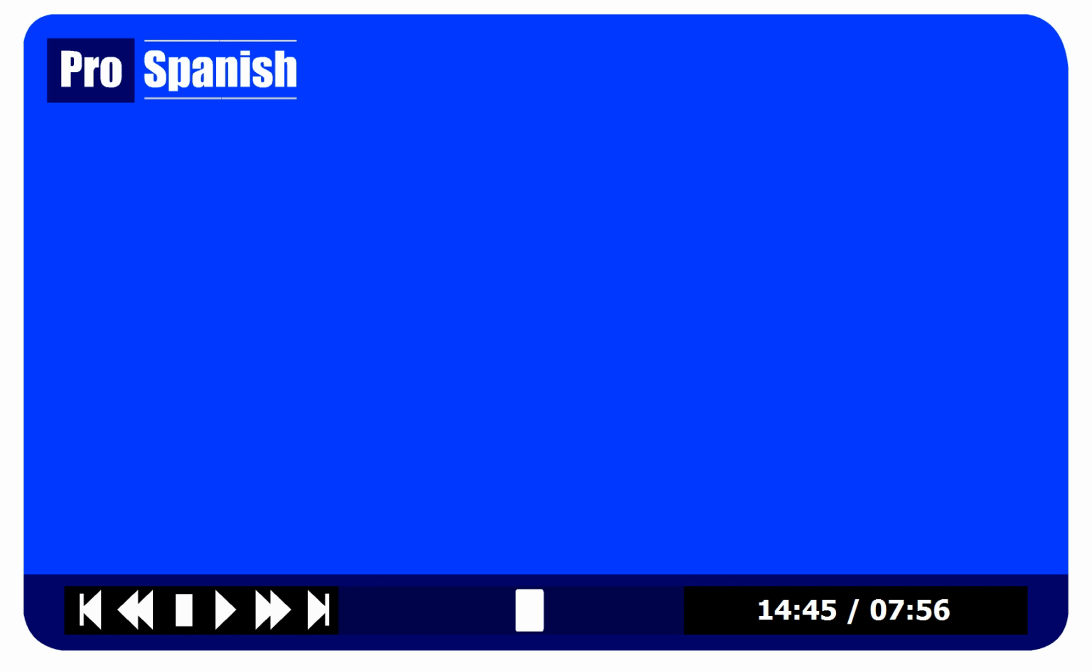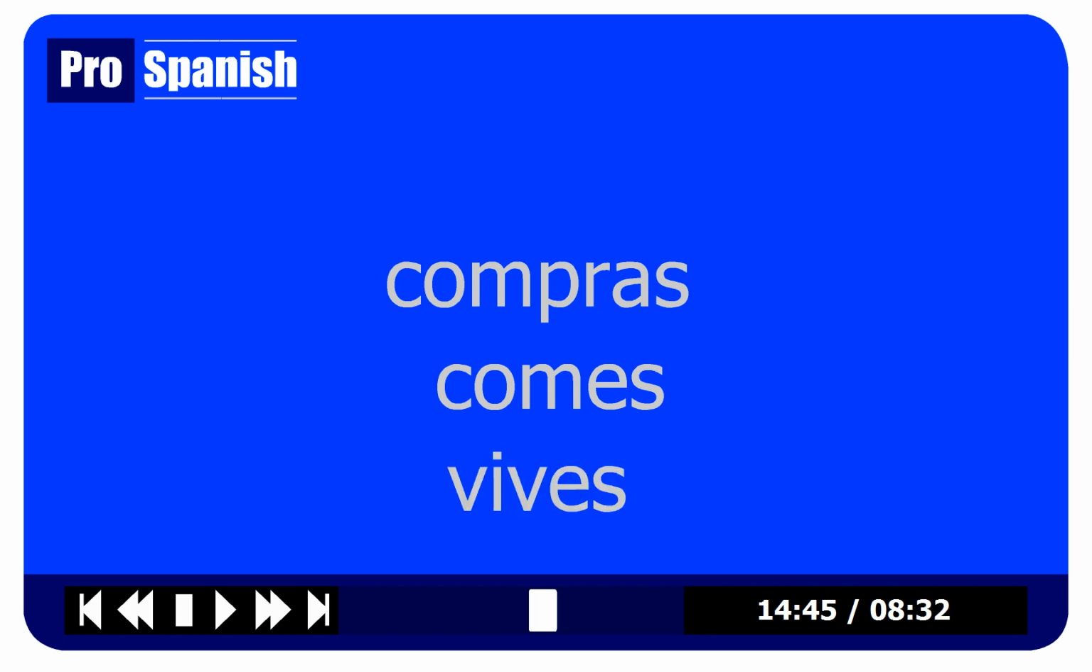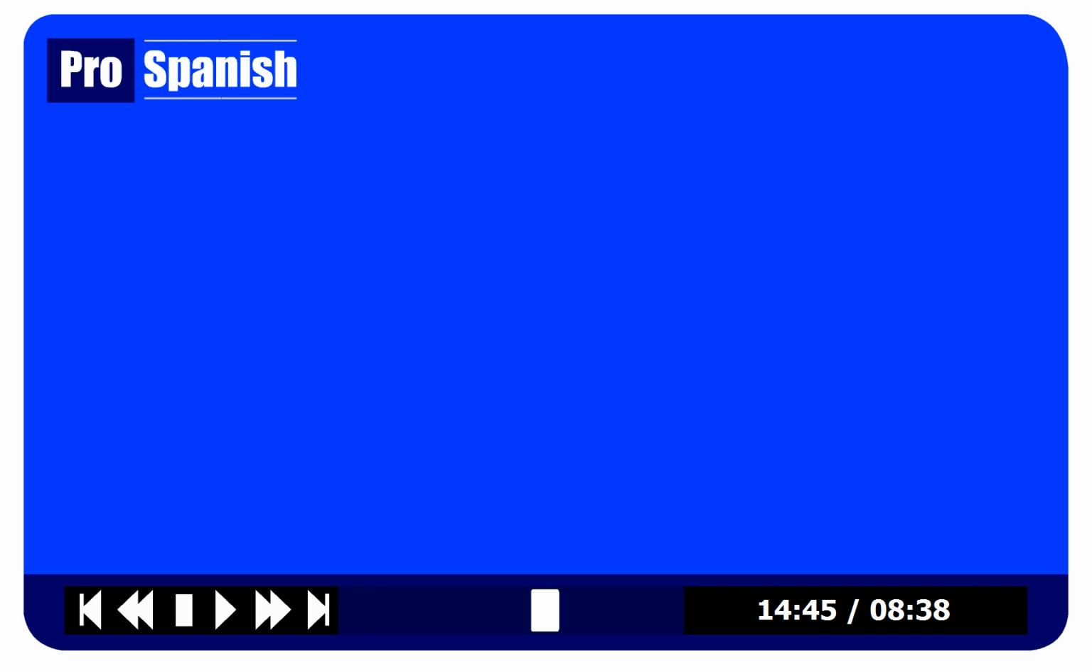So if the verb ends in AR, like comprar, then our ending is as. So compras, you buy. If it doesn't end in AR, that means it's the other two, ER or IR, then the ending is es, s. So it would be comes and vives. So comes, you eat. Vives, you live. So as and s.